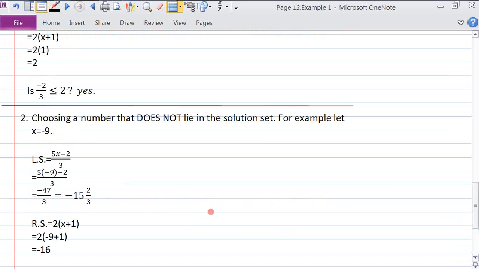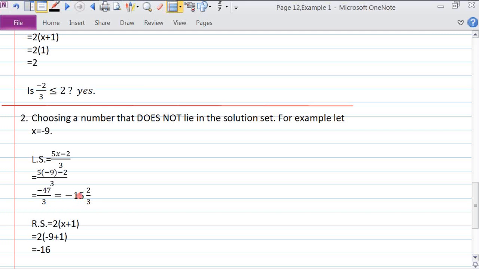And choose minus 9. We substitute this into the left side of the equation. We get 5 times minus 9 for the x, minus 2. This comes out 5 times minus 9 is minus 45. Subtract the 2. We get minus 47 over 3. And we divide 3 into 47. We get minus 15 and 2/3.